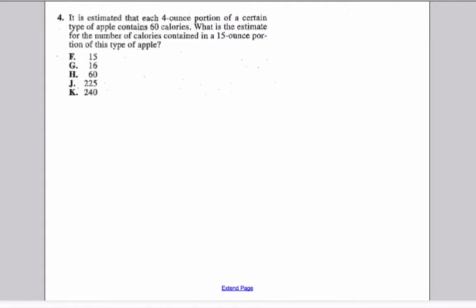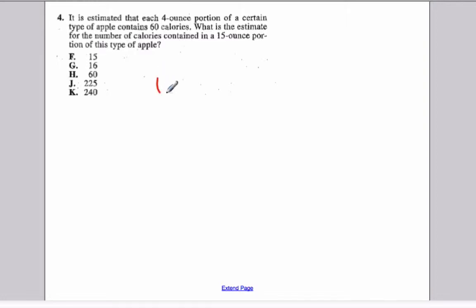The next question in pre-algebra would be considered a medium type of question. It is estimated that each 4-ounce portion of a certain type of apple contains 60 calories. What is the estimate for the number of calories contained in a 15-ounce portion of this type of apple? I like to think of this as a proportion. It's two ratios that are going to be equal.